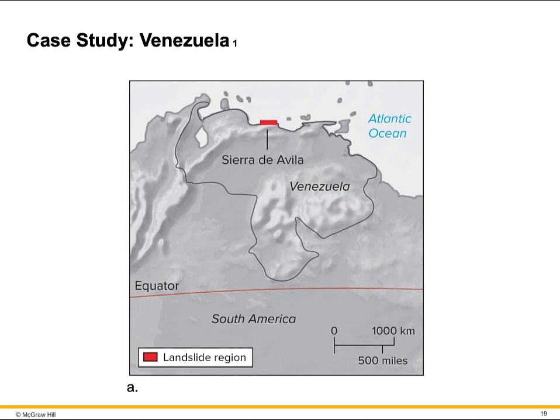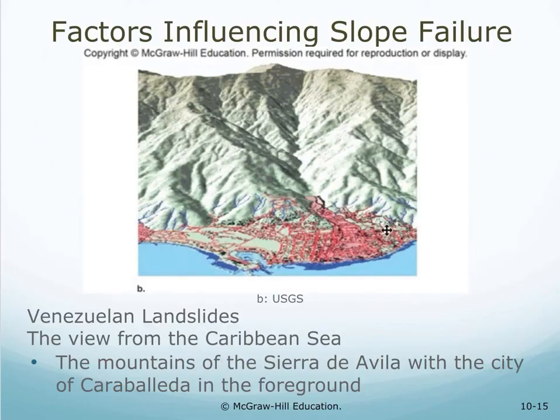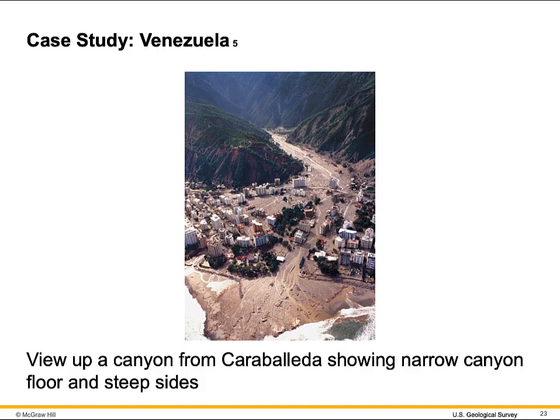Factors influencing slope failure. The Venezuelan landslides. This is the view from the Caribbean Sea. The mountains with the city of Carabalita in the foreground. And look at the steep slopes that feed right into where the city is located. A view up the canyon from Carabalita showing narrow canyon floor and steep sides. You can see that only the tall buildings are not under the debris in these photographs.